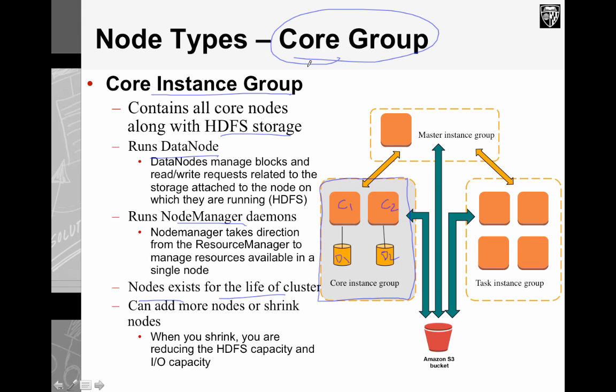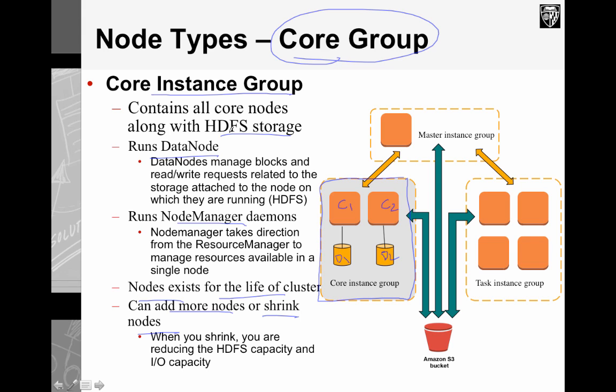So when you create a cluster, you may say, I want a cluster with two core nodes, and they will always be running, and they have the distributed storage with them. You can add more nodes or shrink them if you want to. For example, if you decide to go to 4 core nodes, you're welcome to do that. You're welcome to bring it back to 2 if you want to. But you have to have some minimum number of core nodes running in your system.